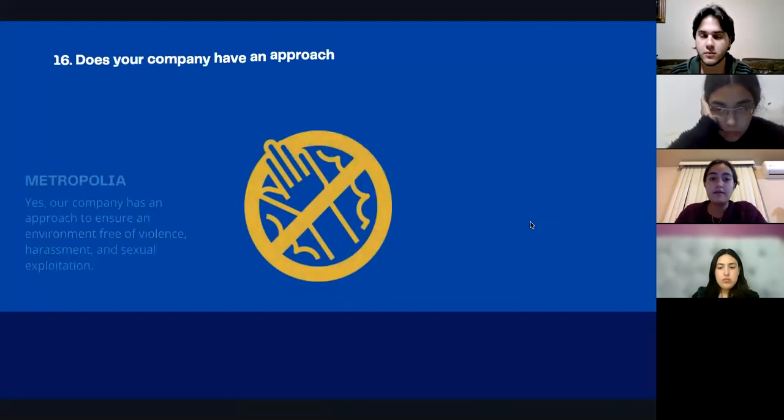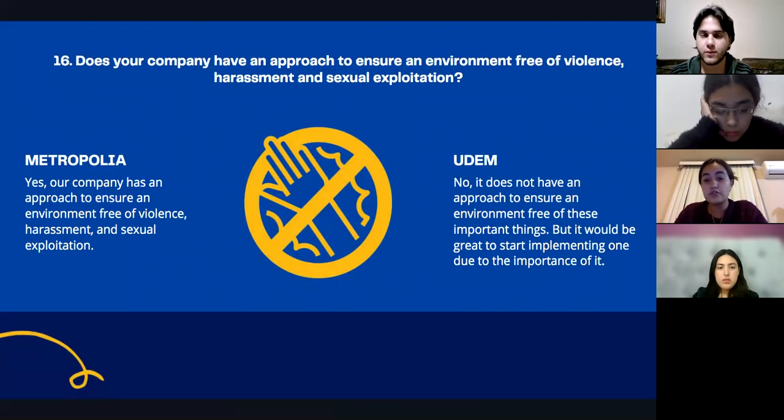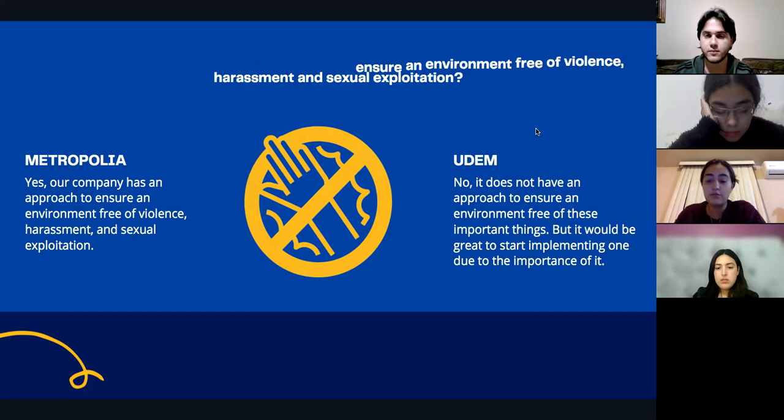Then we have the approach to ensure an environment free of harassment, and the answer is no, it does not have an approach to ensure an environment free of those important things, but it would be great to start implementing one due to the importance of it.